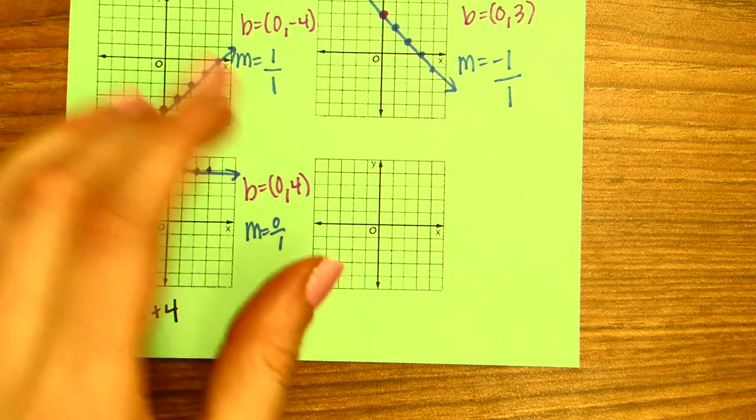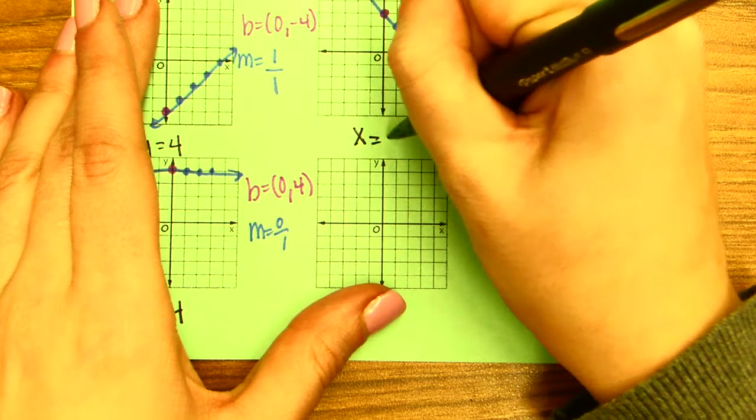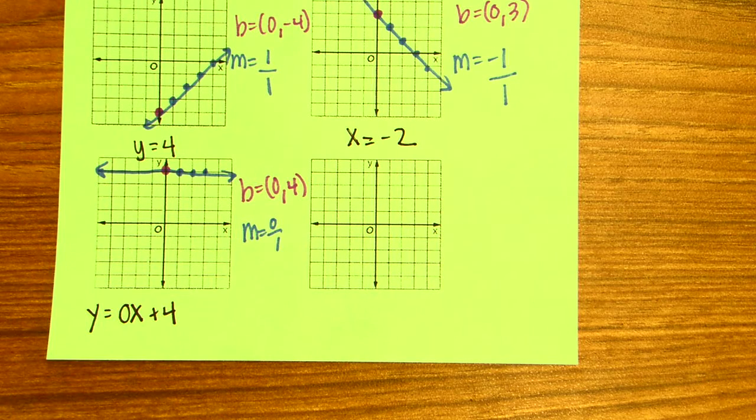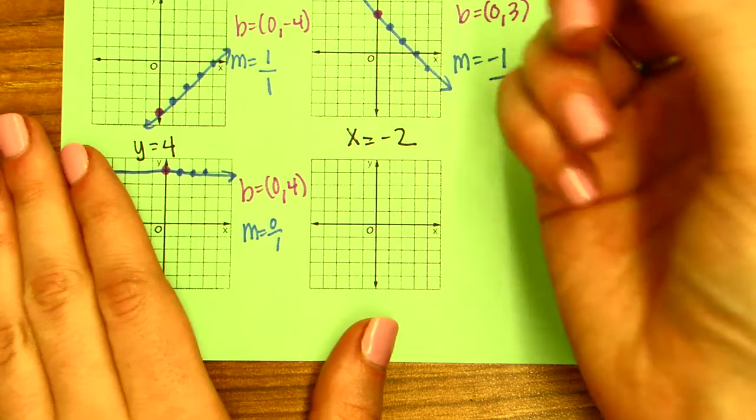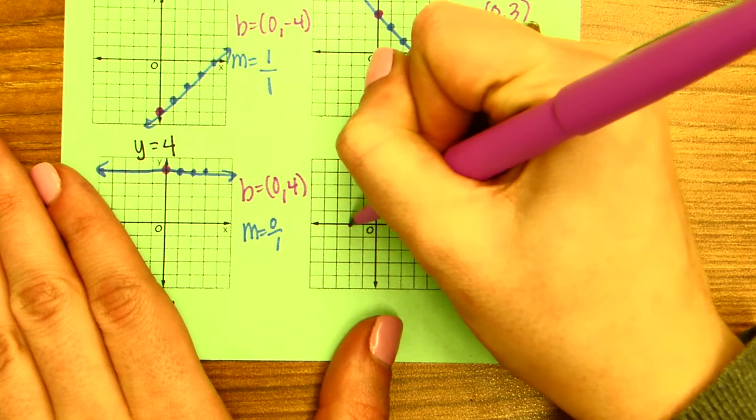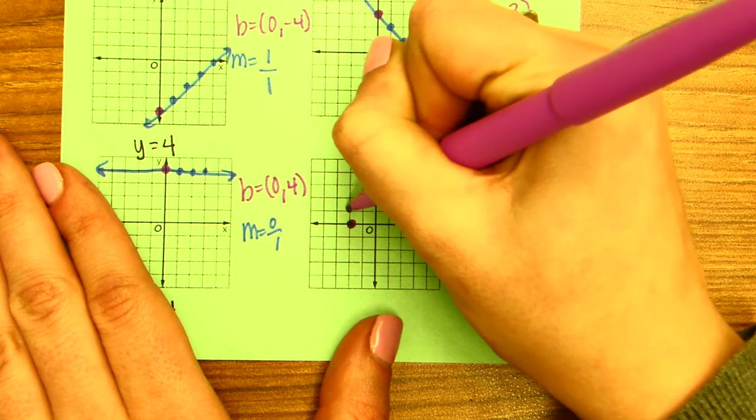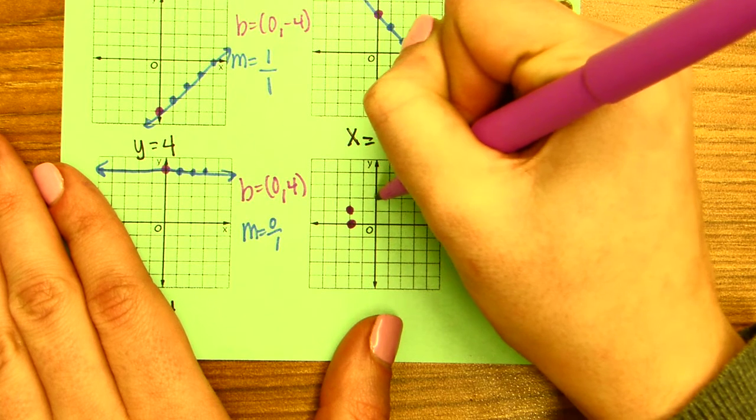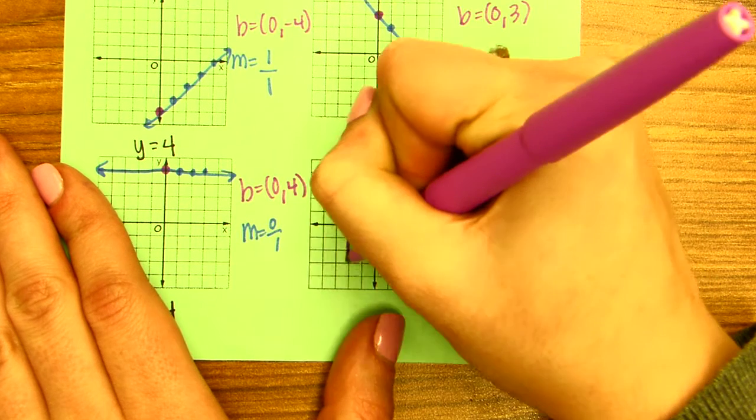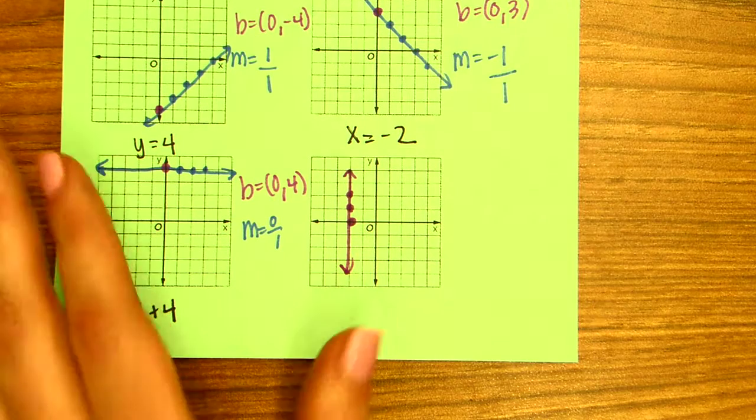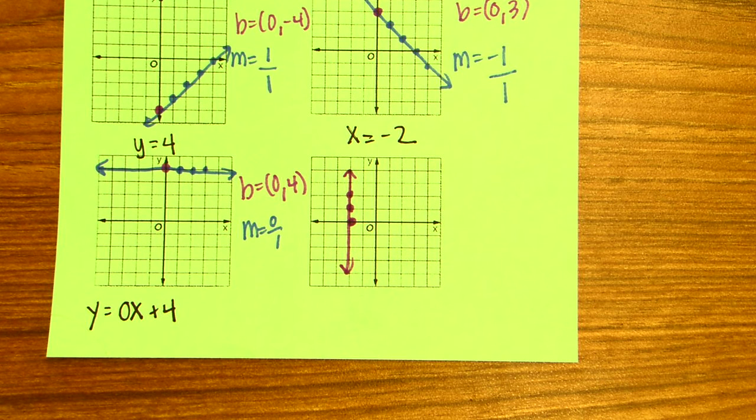For this last one, I'm going to do x equals -2. That one I cannot put in slope-intercept form, but I remember that x always equals -2. So if y is 0, x is -2. If y is 1, x is -2. If y is 2, x is -2. So it's going to be a vertical line at x equals -2. So it doesn't have a y-intercept, and the slope is undefined.